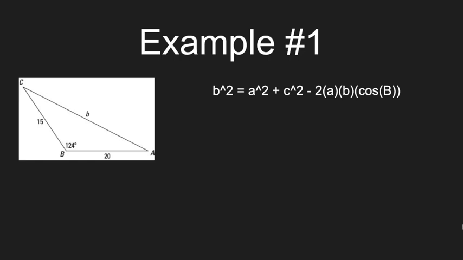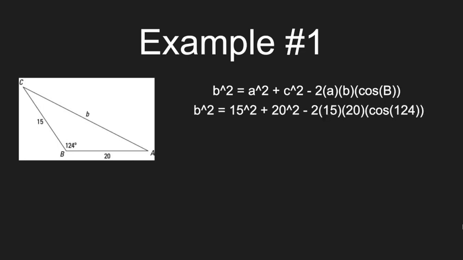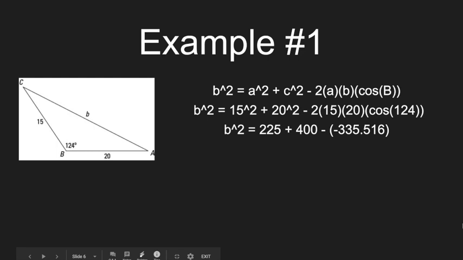Next, you plug in the numbers you already know. So you have b squared equals 15 squared plus 20 squared minus 2 times 15 times 20 times cosine of 124 degrees. You simplify this and you get b squared equals 225 plus 400 minus negative 335.516. Simplify this further and you get b squared equals 960.5. You take the square root of both sides and you get b equals 31.